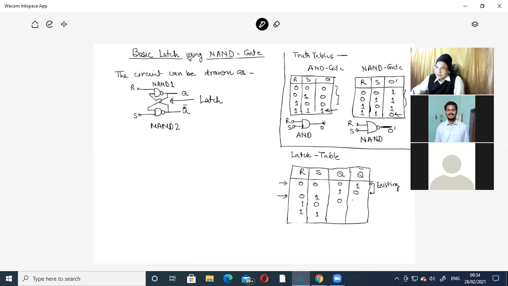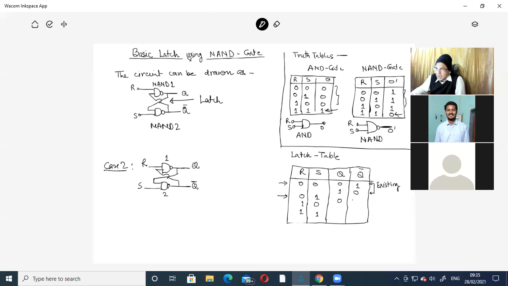Now case 2, that is R is 0. For clear discussion, let us draw the diagram of this NAND latch. This one is R, and here is S. The input of NAND 2 with S is connected with the output of NAND 1, that is Q, and the input of NAND 1 is connected with the output of NAND 2. This is NAND 2, this is NAND 1, and here is Q bar.